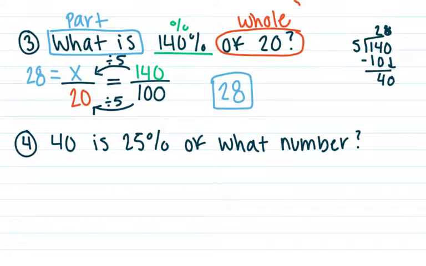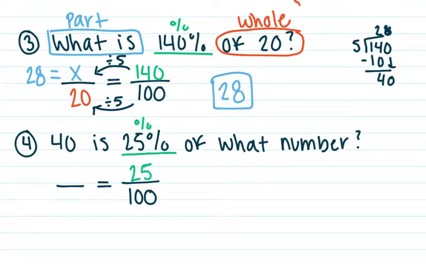Let's keep going. 40 is 25% of what number? Again, before I even start, I can draw that percent proportion right there. And now I got to fill in the blanks. So I see my percent. Again, the percent is usually the easiest number to find because you see that percent sign. It goes above 100.